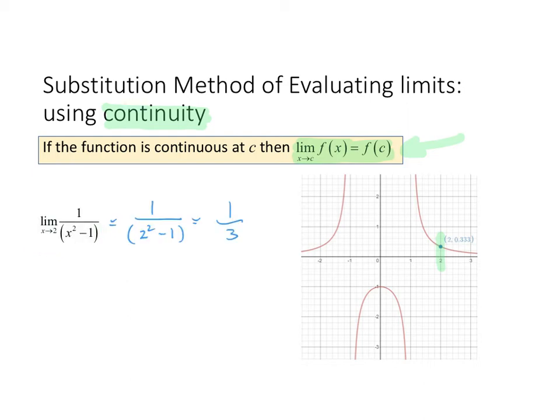We can calculate the limit, we know it's continuous, so we know that the limit must be just f of c. So we plugged in 2, and we know that the limit as x goes to 2 is 1/3. This is called just the substitution method. So if things are continuous, you can just substitute the value to find the limit.